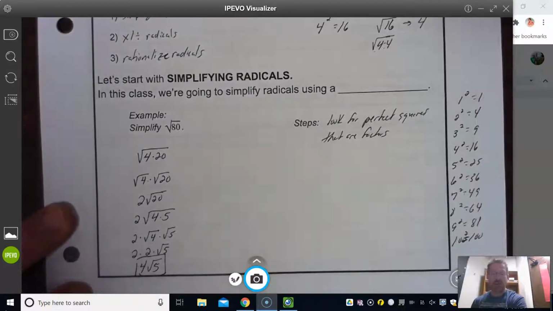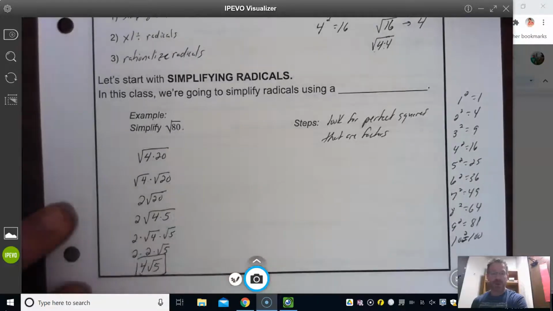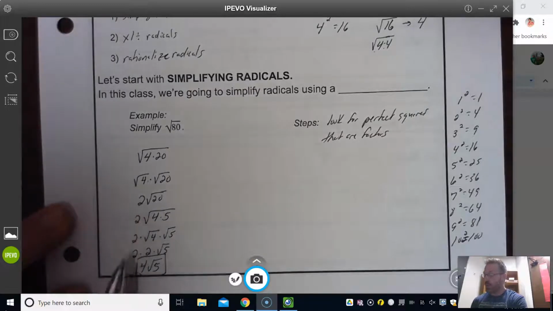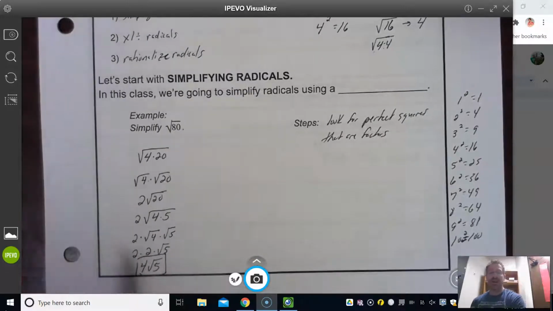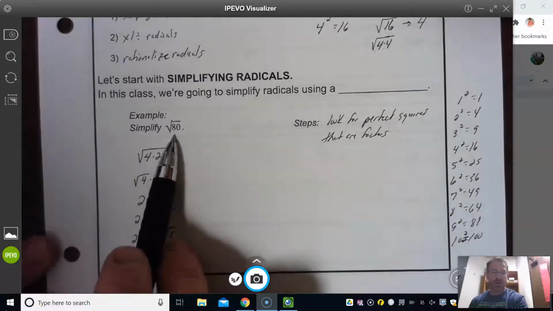This would be my simplified answer. Right, so no decimals. It should be an answer that has a square root in it if we don't have all perfect squares or if our first number is not a perfect square. Now, notice it took me twice to reduce here, and that's because I didn't find the biggest factor that was a perfect square within 80.